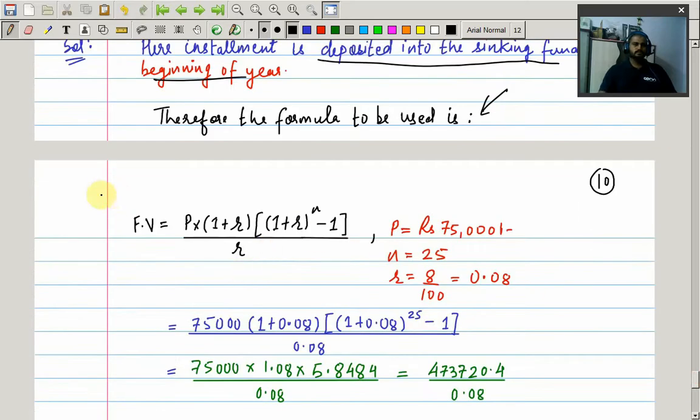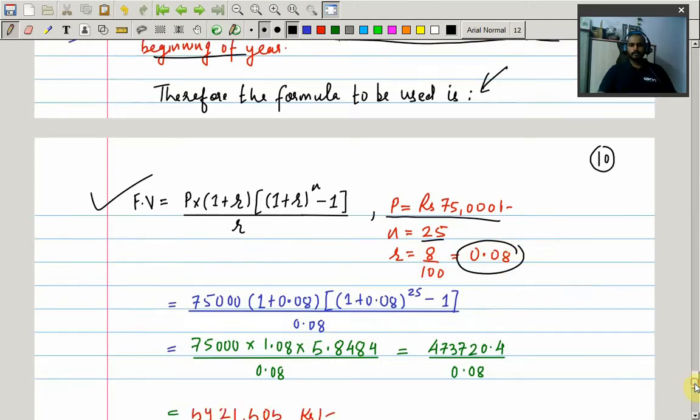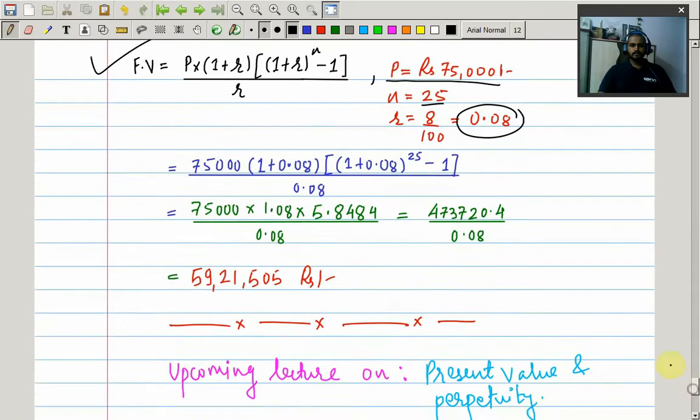So this is the formula, and you know all the details. It's per annum, so no need to change anything. N is 25, rate is 0.08, and do the required calculation, and you will get that. You will receive 59 lakhs 21,505 rupees.